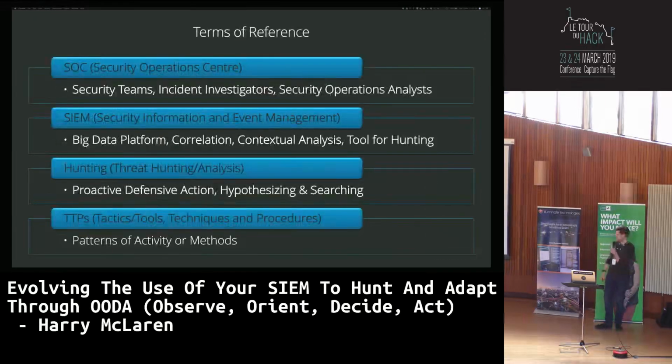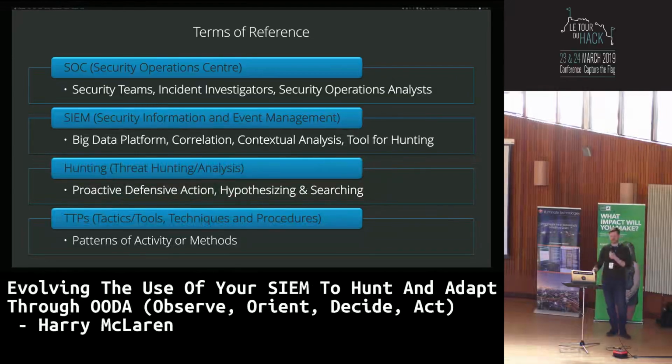Some terms of reference so we're on the same page. If I say the word SOC, I'm referring to a security operations center. This could be synonymous with a security guy, girl, team, individual, analyst. Doesn't necessarily need to be in its own organizational unit, but that's what I'm going to say. SIEM, Security Information and Event Management. This is a tool. It's usually built on a big data platform. It will usually involve some form of correlation or logic or rule engine or something along those lines. It's, within the context of this talk, going to be our primary tool to discuss hunting.